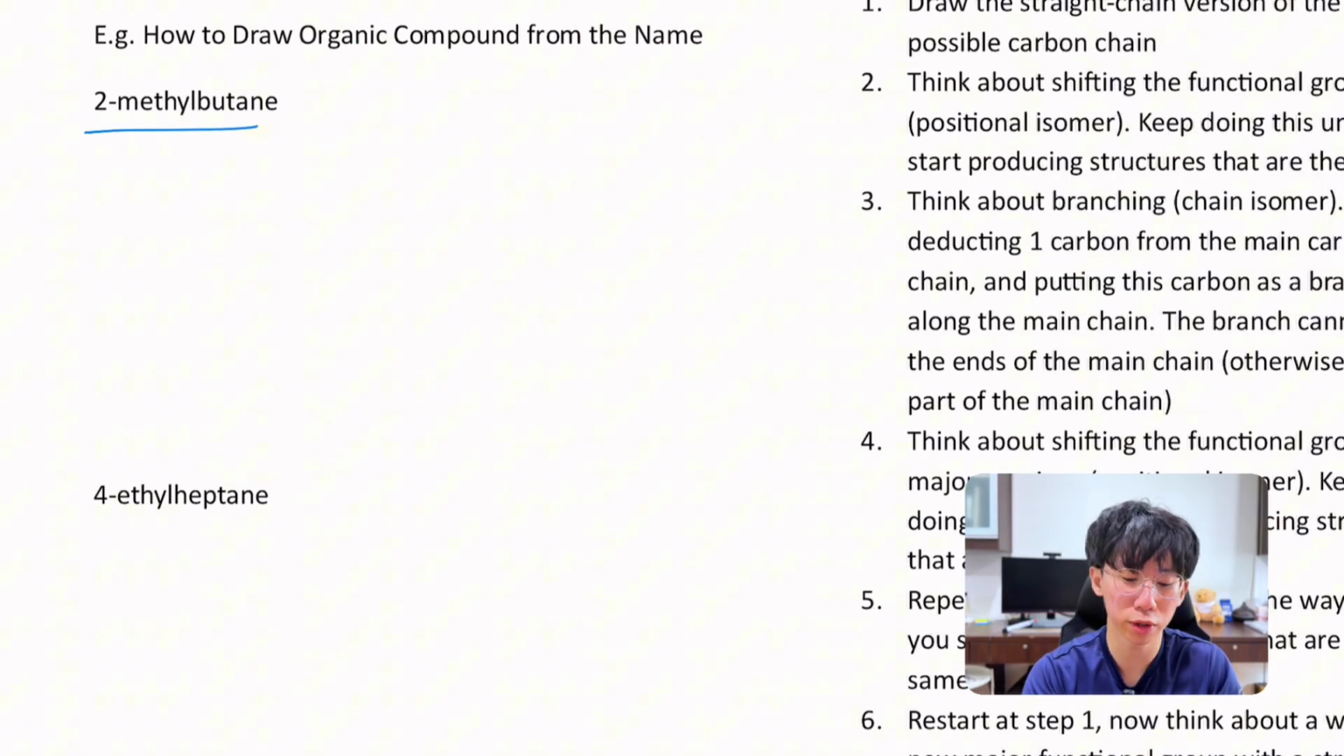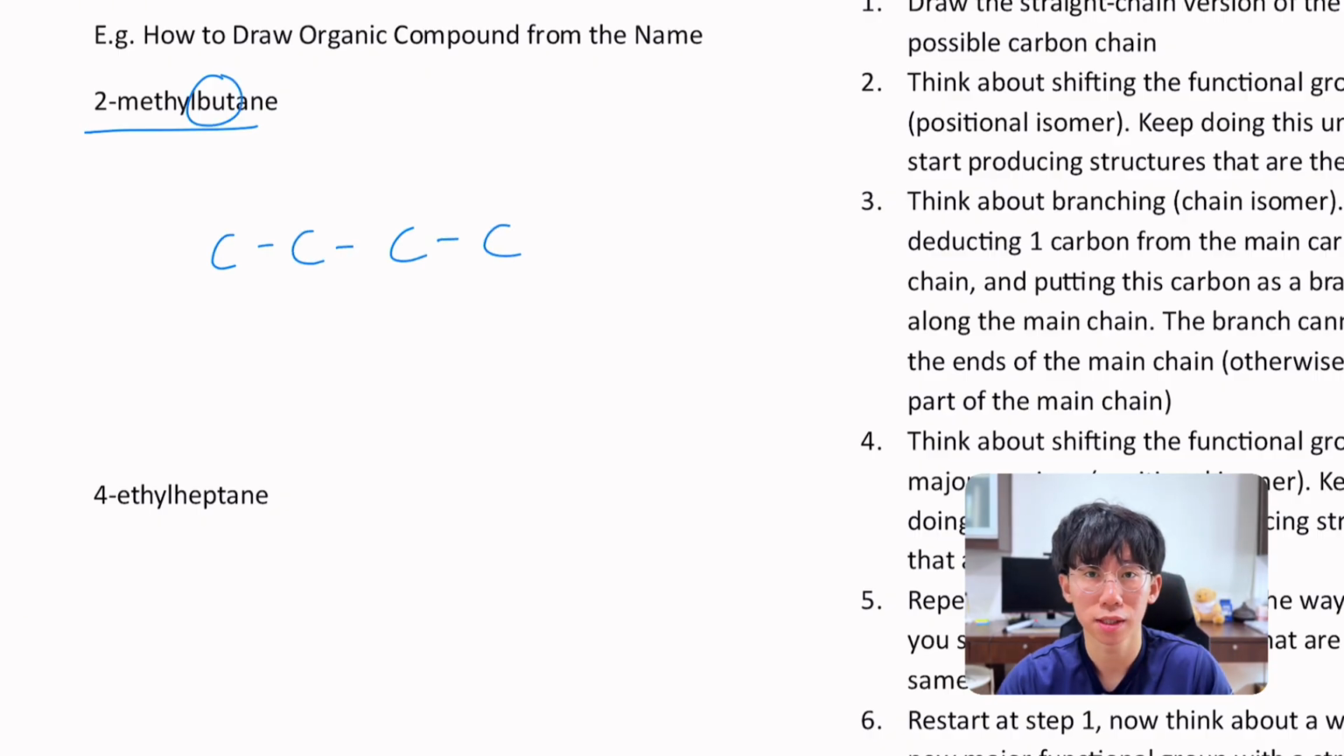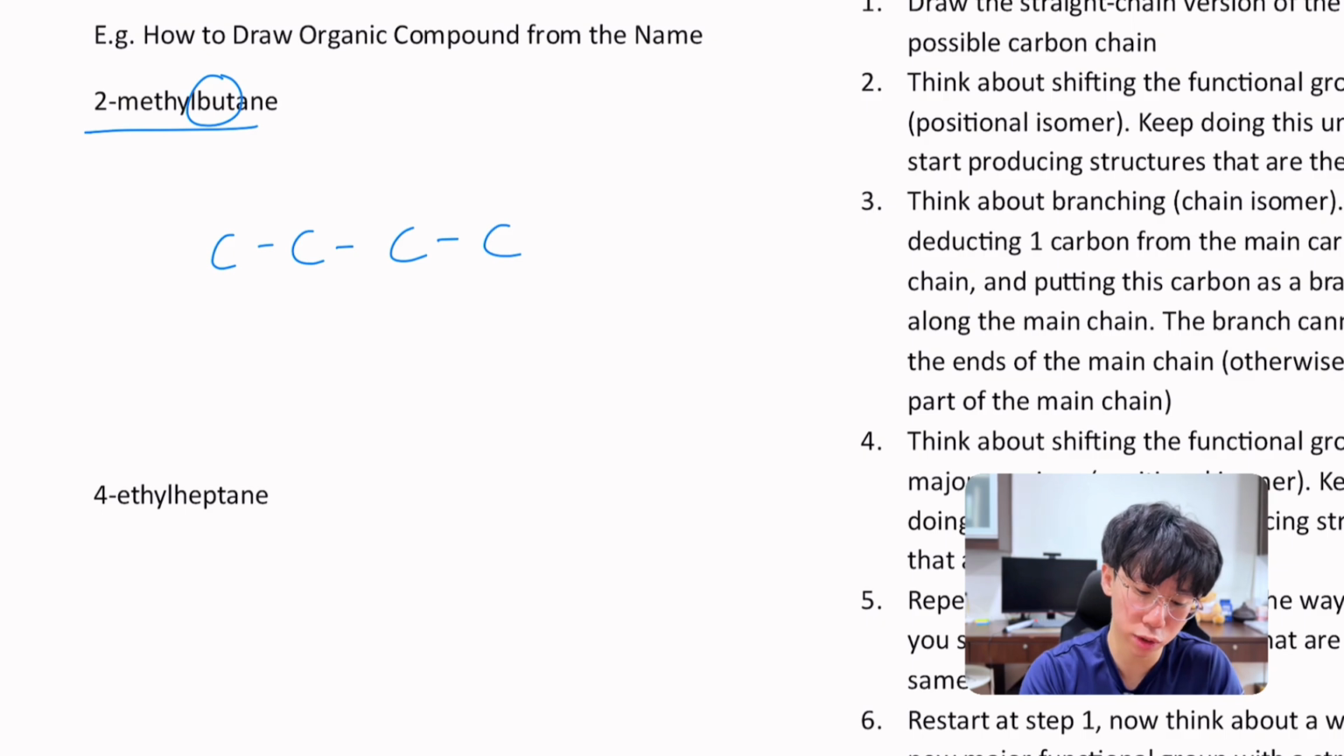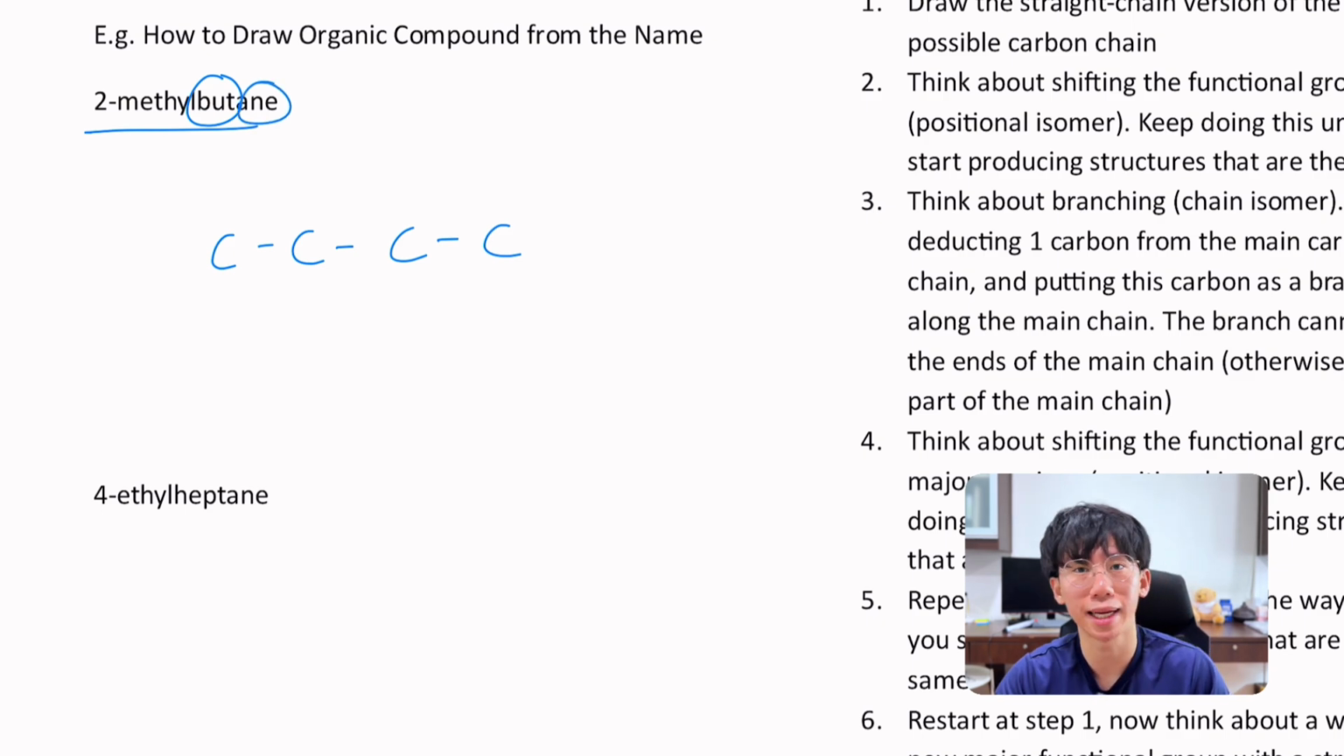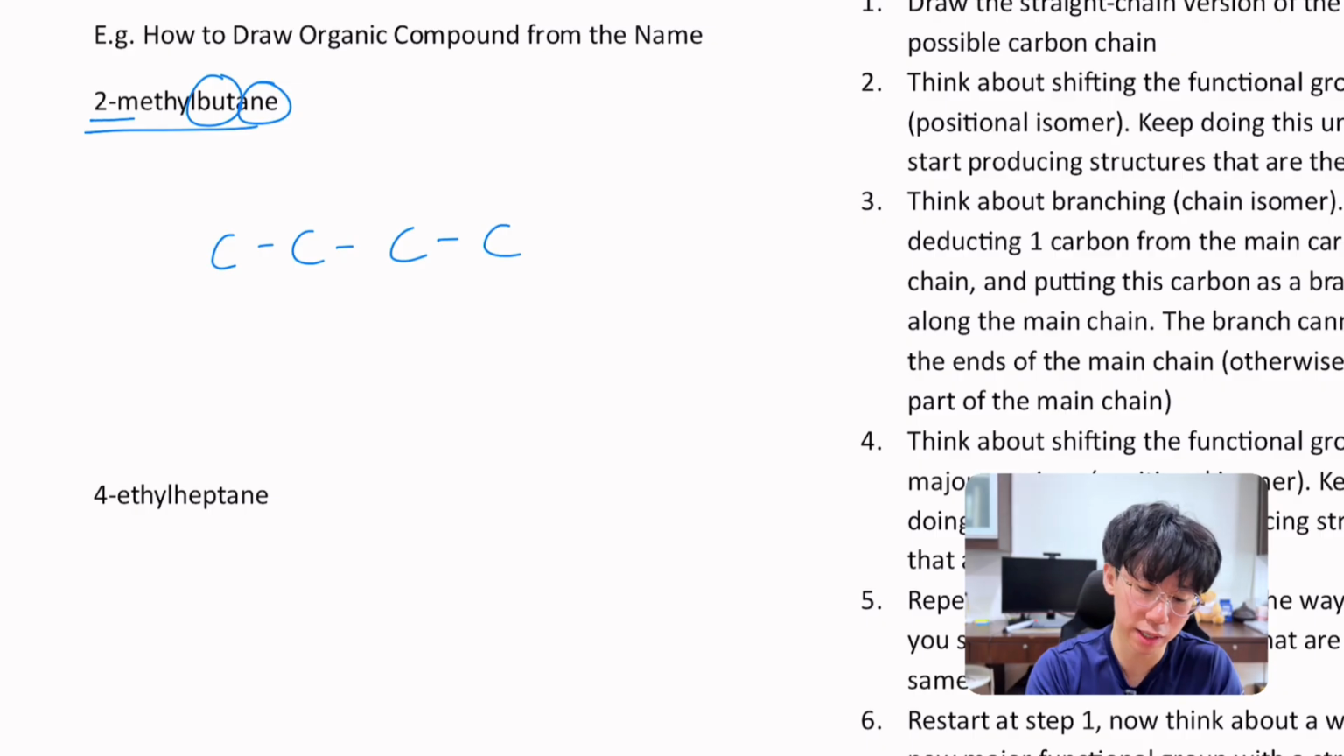First, you have 2-methylbutane. So from the parent, this is but. So I'll draw 4 carbons in a chain first. Then I take note, it's an alkane. So everything will be single bonds. So I don't need to add anything else. And then you have 2-methyl. So there's a methyl in the second carbon.